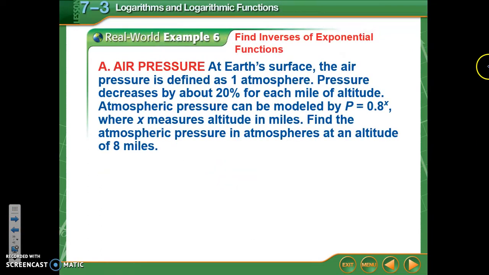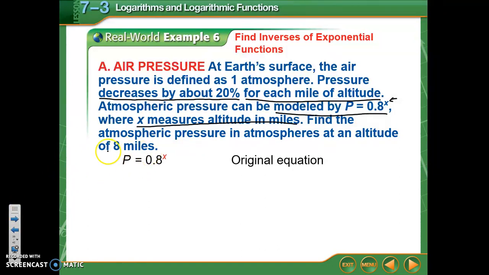Okay, let's take a look at these word problems to end this section. It says, at Earth's surface, the air pressure is defined as 1 atmosphere. Pressure decreases by about 20% for each mile of altitude. Atmospheric pressure can be modeled by this exponential equation. This is an exponential equation because my independent variable is in the exponent, where x measures the altitude in miles. Find the atmospheric pressure in atmospheres at an altitude of 8 miles.